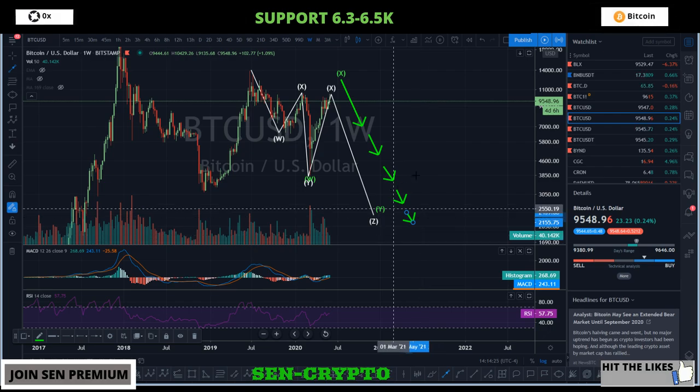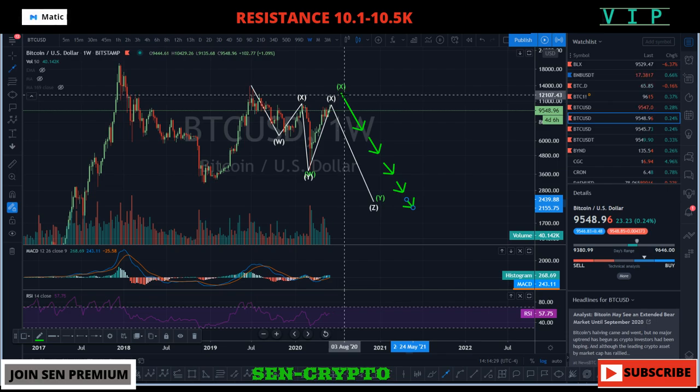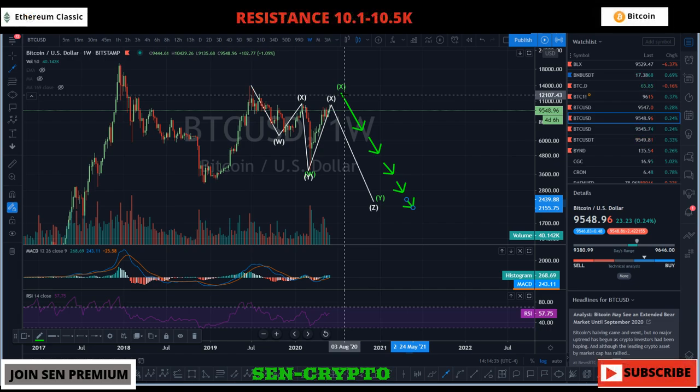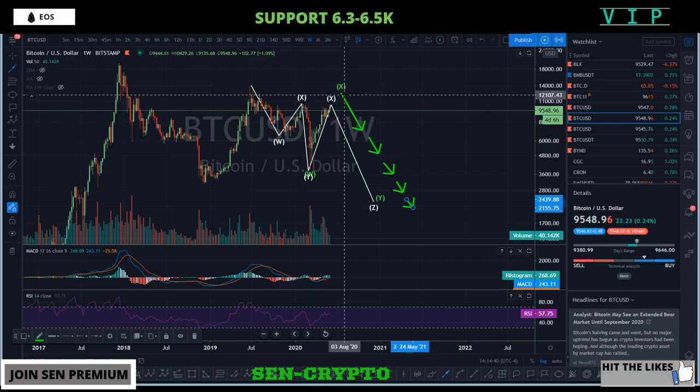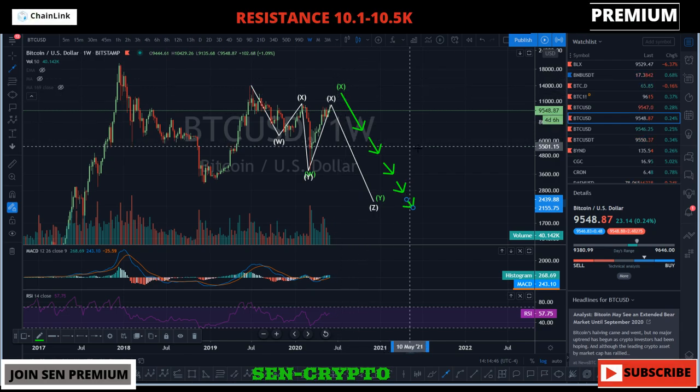So be cautious, right? Once we hit 12k, first thing first, it is time to take profits and wait for the retracement. The retracement could take like 3 to 6 months, guys. So if you're swing trading, that's a good thing for you. If you're day trading, it could be a very, very tough time, a very challenging time for you, all right? So at least for the short term, that's all I wanted to cover.